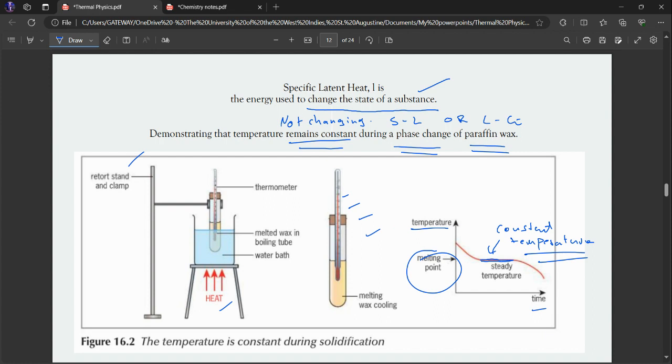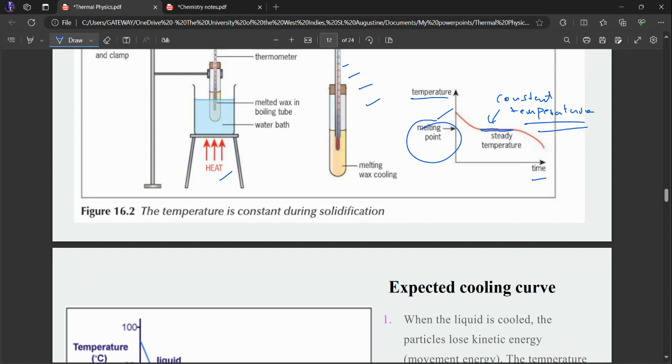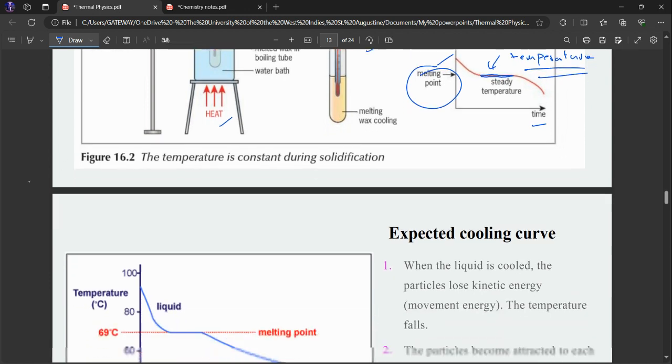And you're gonna realize that the temperature is not changing for a specific amount of time. That is when you have a change in state. It's changing back from the liquid to the solid, solidifying, right? Melting point basically would represent that. Melting point, freezing point, basically almost like the same thing.